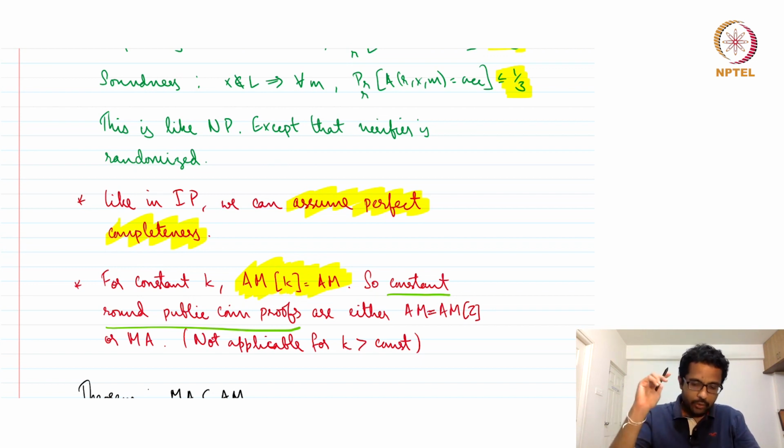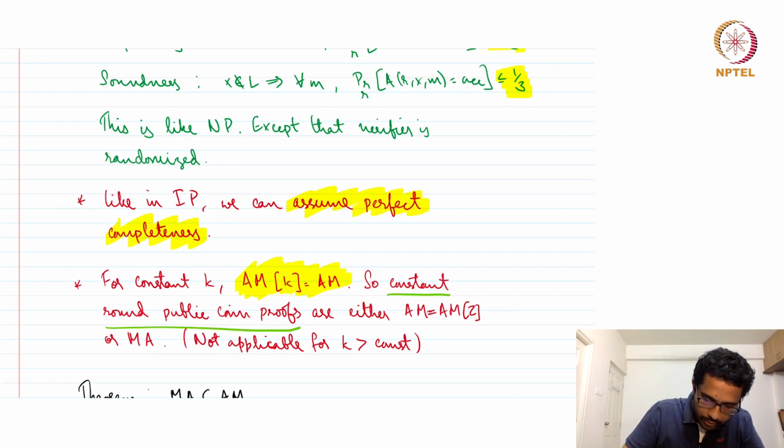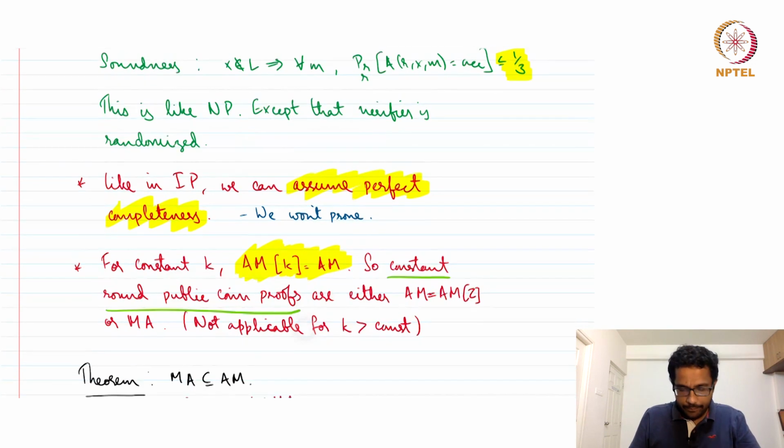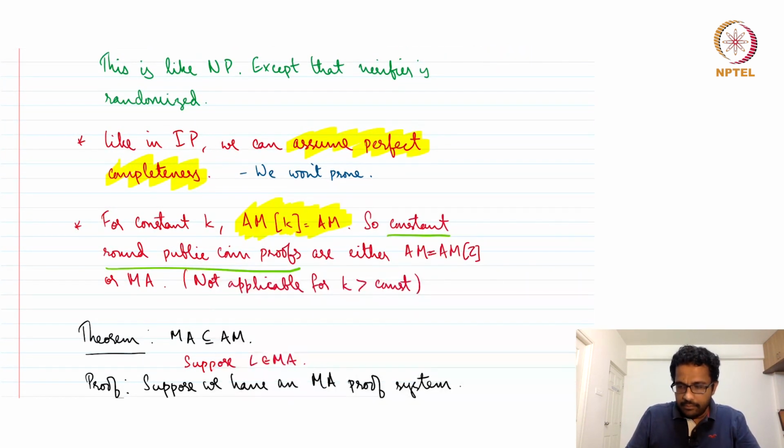It can also be shown, so this we will not prove in this course, although it's not that difficult to show, that constant round public coin interactive proofs are either MA or AM.